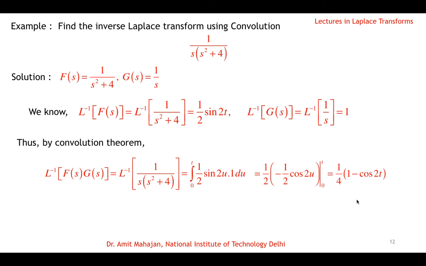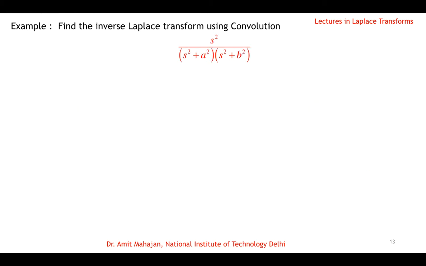So this one example is very simple. I'll take one more example here. Say, find the Laplace inverse transform using convolution for this function, s² over (s²+a²) into (s²+b²), where a and b are some constants.